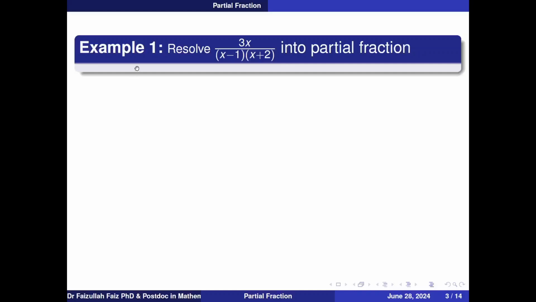In example number 1, to find the partial fraction of 3x over x minus 1 into x plus 2, we can see in the denominator both terms are linear. X minus 1 is linear as well as x plus 2 is linear. So we shall use case number 1 here. According to case number 1, we write A over first factor, which is x minus 1, plus B over second factor, which is x plus 2.